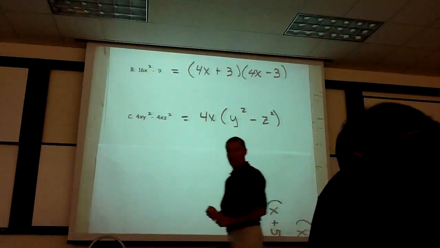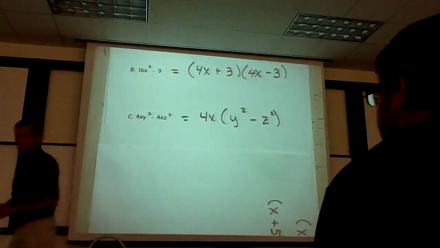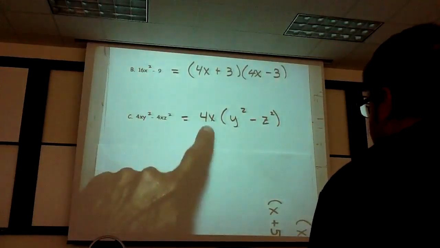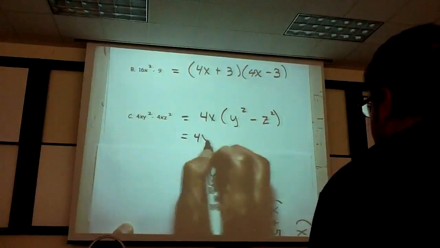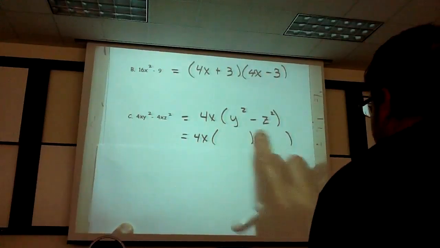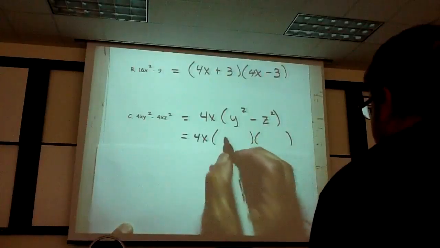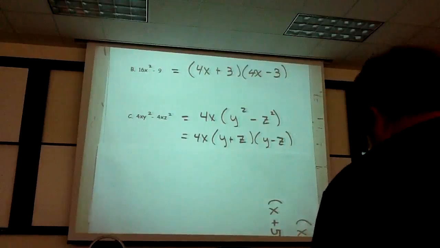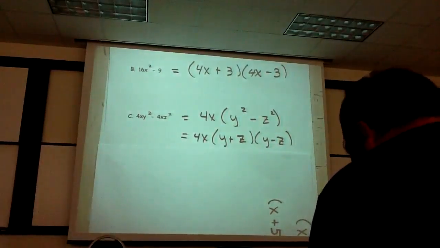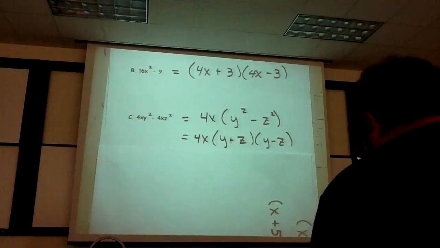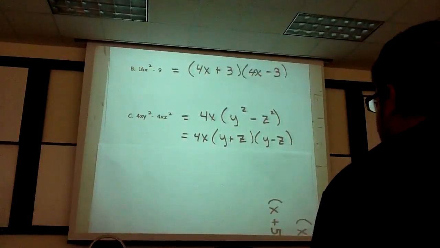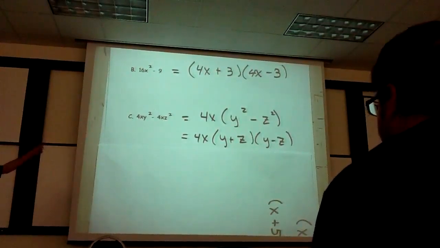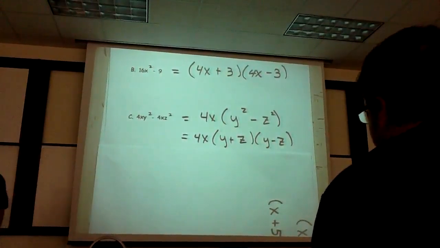So now I can factor the y squared minus z squared. That's just the difference of two squares. Don't forget your 4x is still there. It's just that this factors into two binomials, y plus z, y minus z. Is that all right? Please keep that in mind. Always look for the common factor first, because sometimes, as in this case, it will reveal something that can factor further.